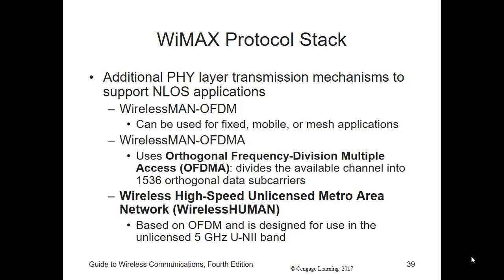A third transmission mechanism, wireless high-speed metro area network, called wireless HUMAN. It's also based on OFDM. It's specifically designed for use in unlicensed 5 gigahertz U-NII bands.